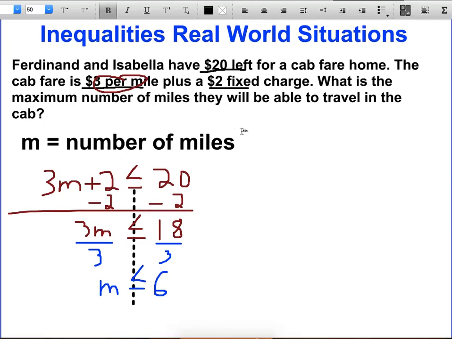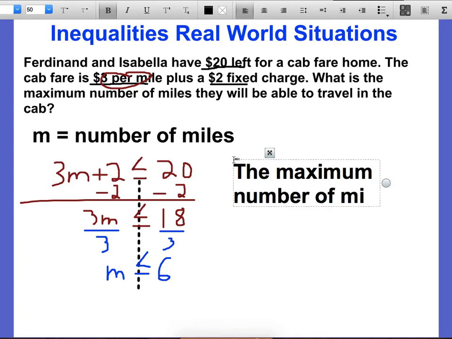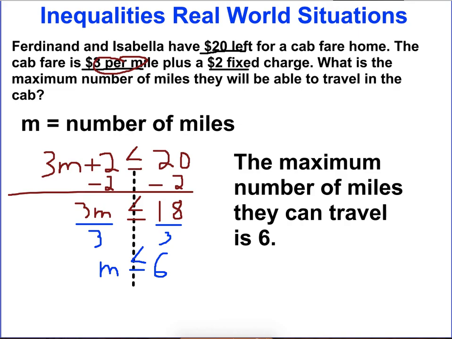All right, so let's go back and answer the question. What is the maximum number of miles? So we are going to say the maximum number of miles they can travel is 6. They could travel less than 6, but they can't travel any more than 6. And they could travel exactly 6. So it's important that we word it like that. And it's important to get practice on these because they can be tough, like we said, especially writing the inequality symbol.